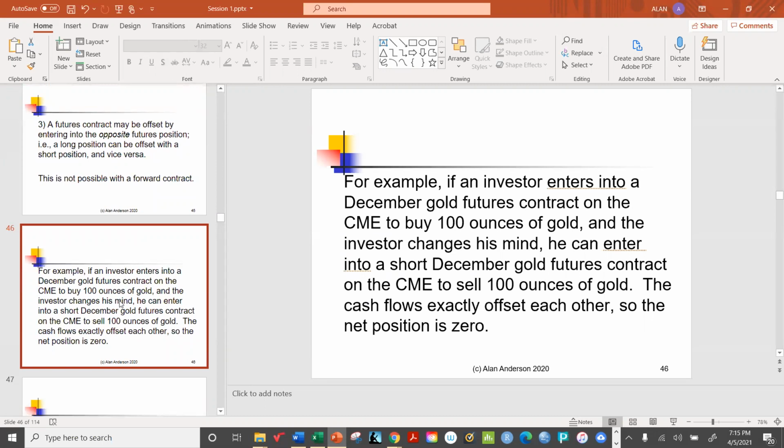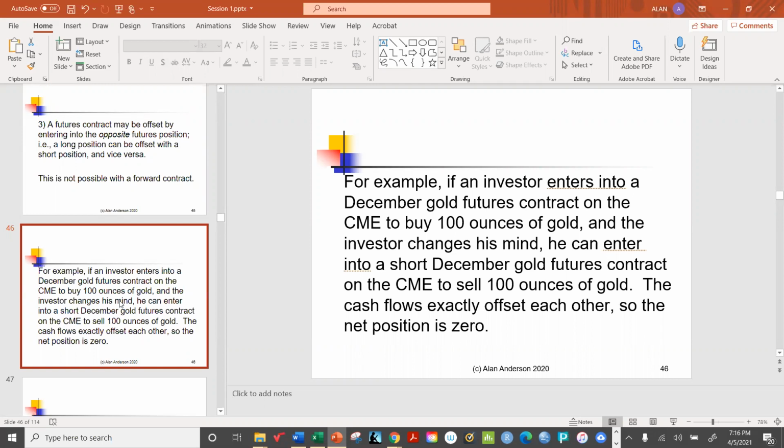Suppose that you enter into a December gold futures contract on the CME to buy 100 ounces of gold. You promised to buy gold in December. And let's say you decide, I don't really need the gold after all. You can now take a short position in the December gold contract to sell 100 ounces of gold. Now, you have two open positions here, but the cash flows exactly offset each other. So for all practical purposes, you have unwound your complete position. The gold that you're committed to buy is offset by the gold that you're committed to sell, and so you now have no position in gold at all.